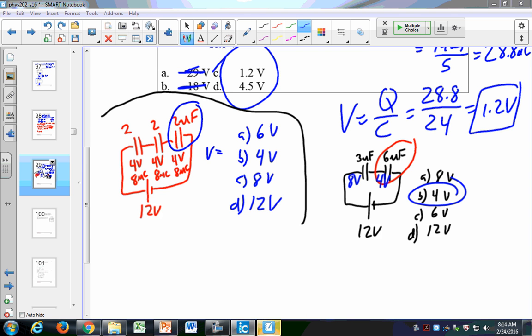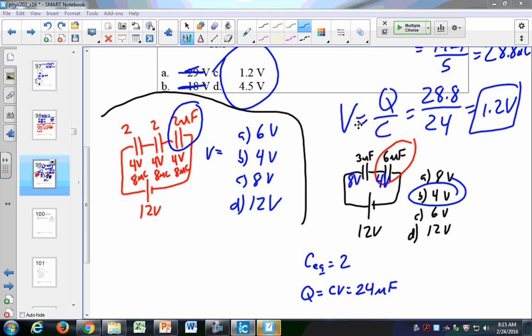Or you could find the equivalent capacitance. The equivalent capacitance is equal to 2, since 1 over a third plus a sixth is 2. The equivalent charge then is going to be CV, which is 24 microcoulombs. So I'll have 24 here. 24 divided by 6 is 4. 24 divided by 3 is 8. That's sort of the longer steps that you'd take, just like we did before.